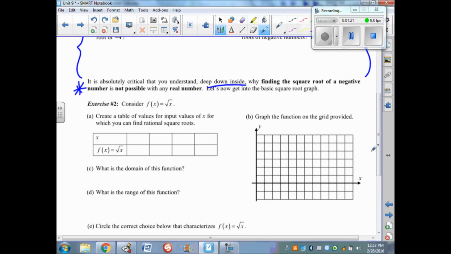So now let's graph this. Consider f of x equals the square root of x. So this is our square root function, and this is the parent function. Remember how we talked about the parent function for a quadratic with just plain old y equals x squared? Well, this is the plain old square root function. It's f of x equals the square root of x. Nothing fancy about it. So that makes it that parent function, and everything else is generated from that.